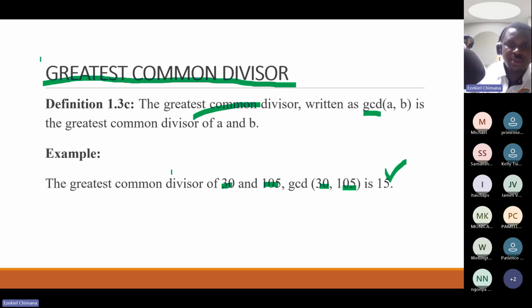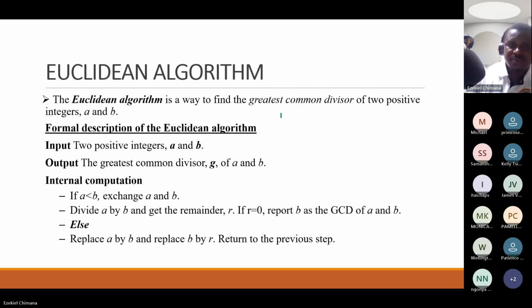So we've got an algorithm that can help us to find this greatest common divisor. The greatest common divisor is just the number that gets into both A and B, but that number is the greatest number. Okay, so we're going to look at what we call the Euclidean algorithm, which is used to find the greatest common divisor of given two numbers.